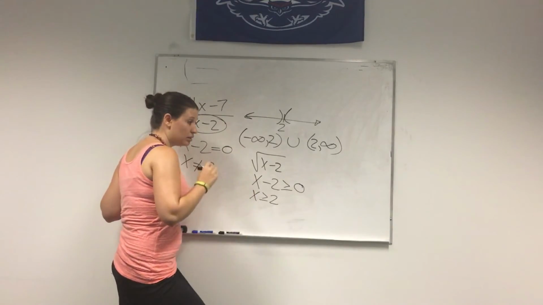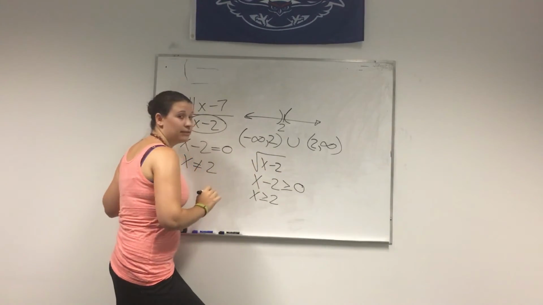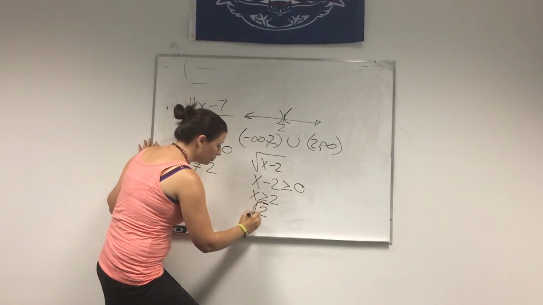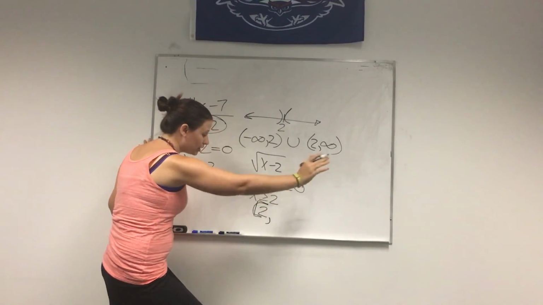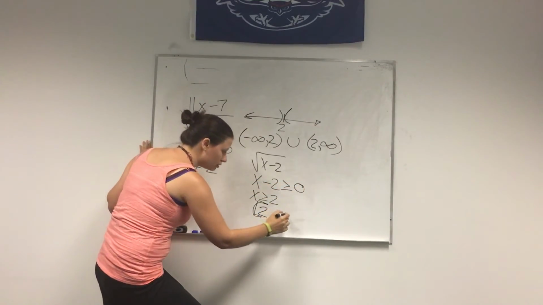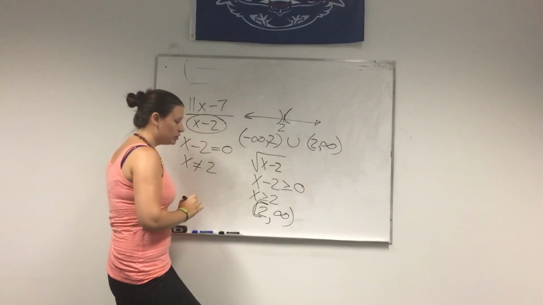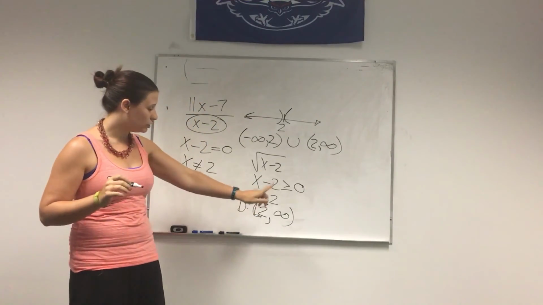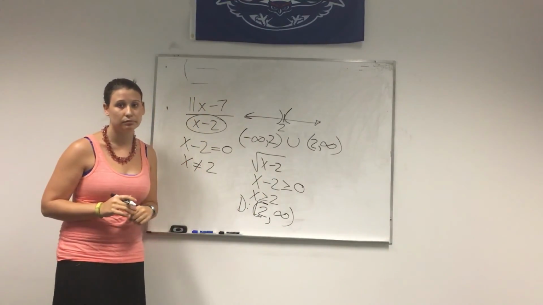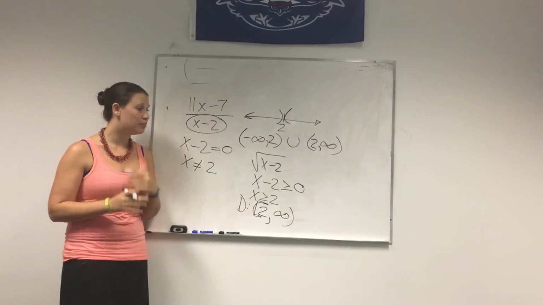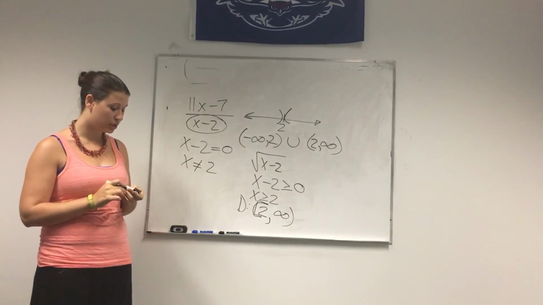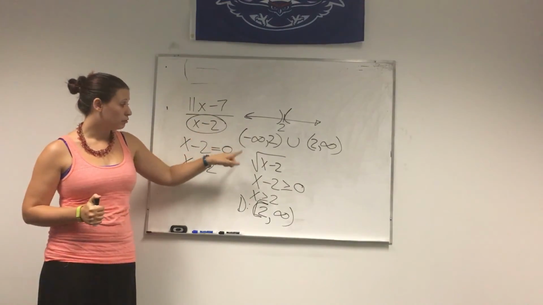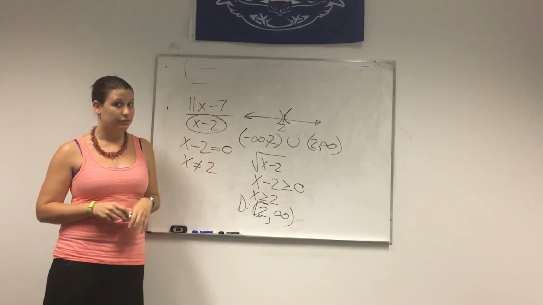So the smallest number x can be for this function is 2, and it can be equal, like we said, so a bracket, and then it gets bigger. Getting bigger is going towards infinity. So the domain for this function would just be bracket 2 to infinity. So those are the possible domain issues that you have to watch for. Denominators can't be 0, and radicals can't be negative, okay?